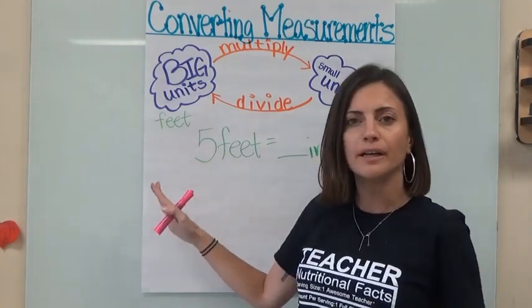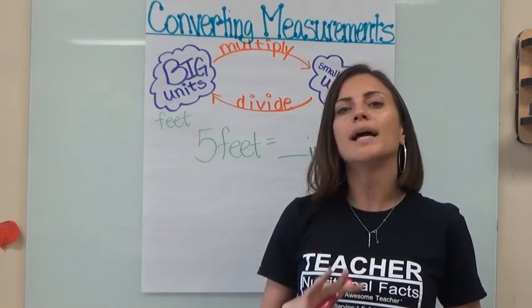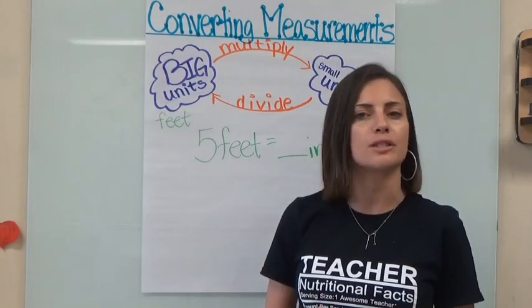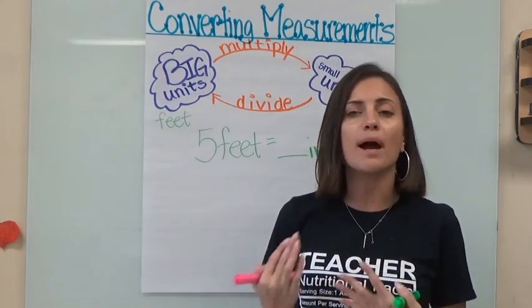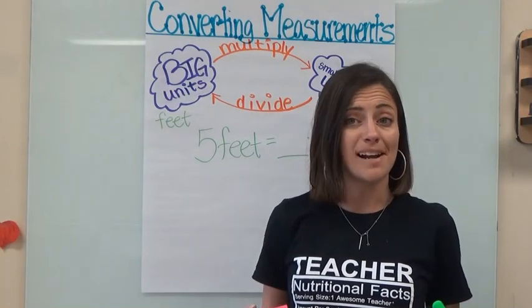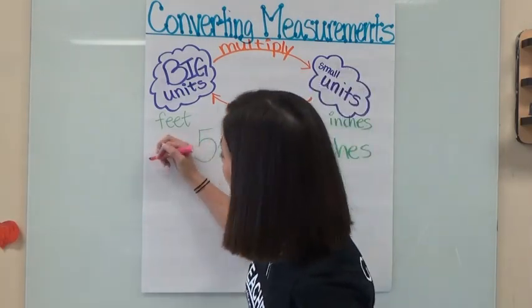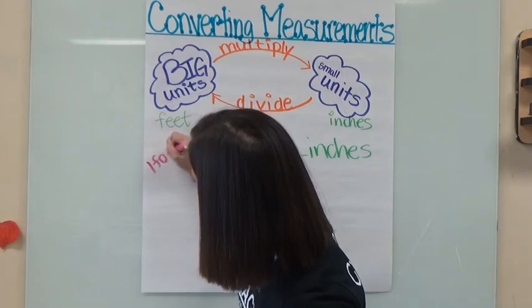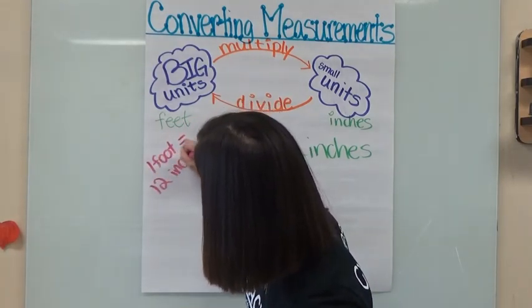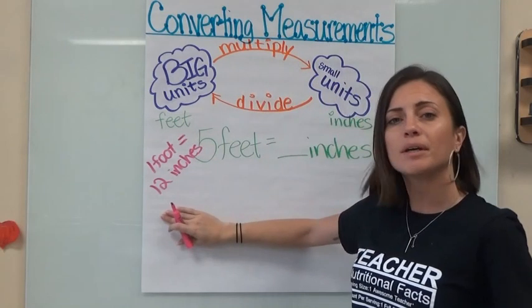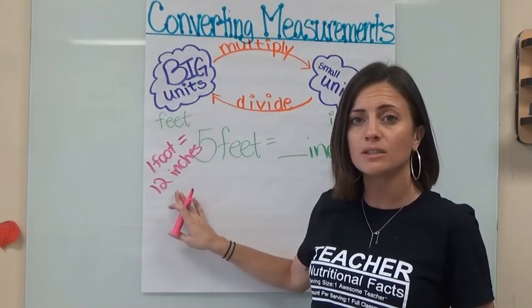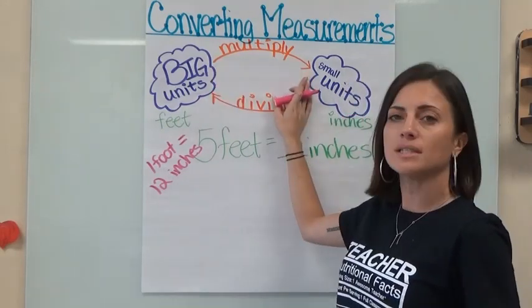in 1 foot. Now on the FSA, you will have a reference sheet that will help you remember this, but it's good to know it just because it'll help you work through your problems faster and make sure you're not making any mistakes. So since I've had a lot of practice, I know that 1 foot is equal to 12 inches. And that's what I'm going to use to solve my problem. Since 1 foot is equal to 12 inches, that's what I'm going to be multiplying.